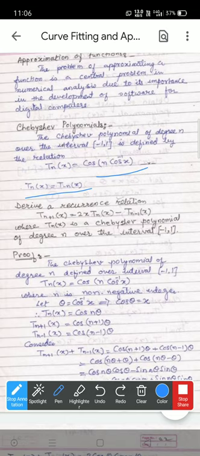Theorem: derive a recurrence relation Tn plus 1 of x is equal to 2x Tn of x minus Tn minus 1 of x, where Tn of x is a Chebyshev polynomial of degree n over the closed interval minus 1, 1. We derive this relation using the following concept. The Chebyshev polynomial of degree n defined over the interval minus 1, 1 is Tn of x equal to cos of n cos inverse of x, where n is any non-negative integer.